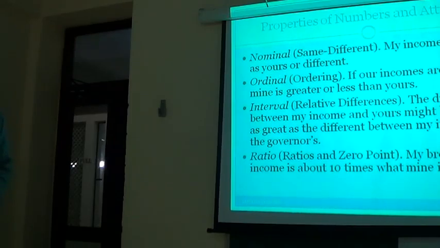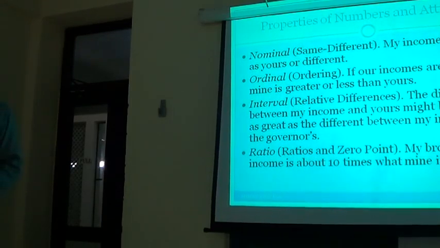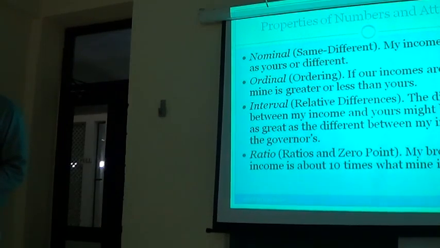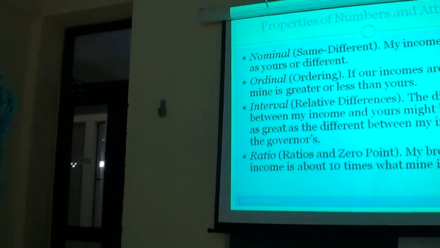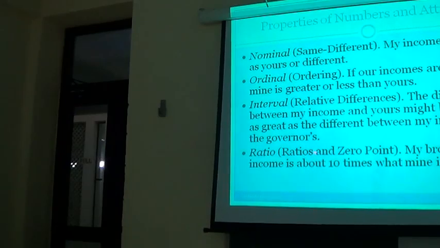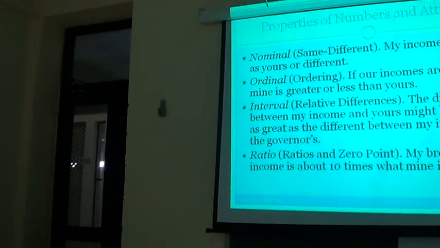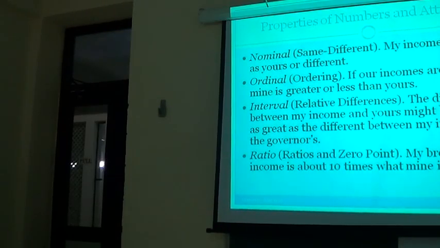Okay, so you know this times means you are multiplying. Right? Then interval is the relative differences. You know the difference is plus or minus. So my income plus 4 is your income. If I say it that way, it is an interval scale. Is that clear? So this is the multiplication factor here. It is plus or minus. And this is only the order, an order preserving function, ordinal. Right?